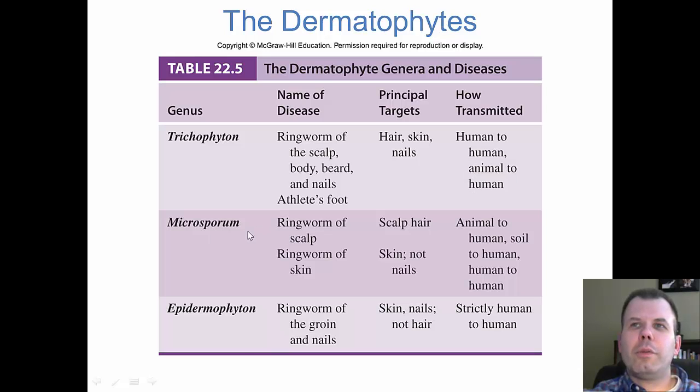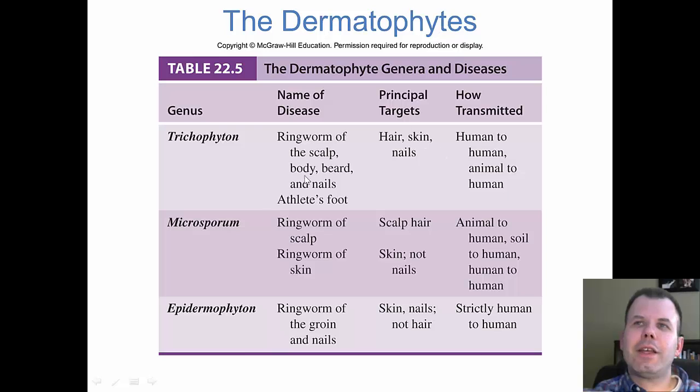The microsporum is ringworm of the scalp and the skin. Again, scalp and hair, skin, not the nails, animal to human, soil to human, human to human contact. And the epidermophyton, again, is ringworm of the groin and nails. This is the jock itch and some of those other ones that get a wonderful name. Skin, nails, not hair, and it's strictly human to human.